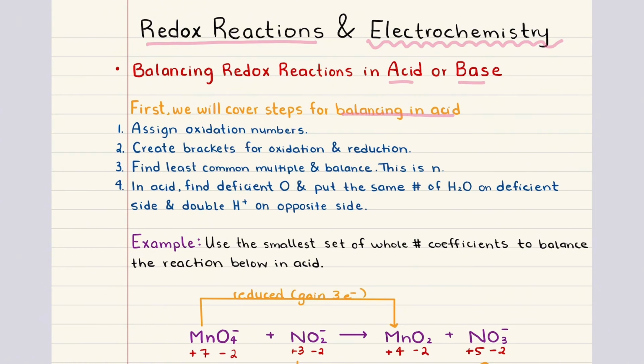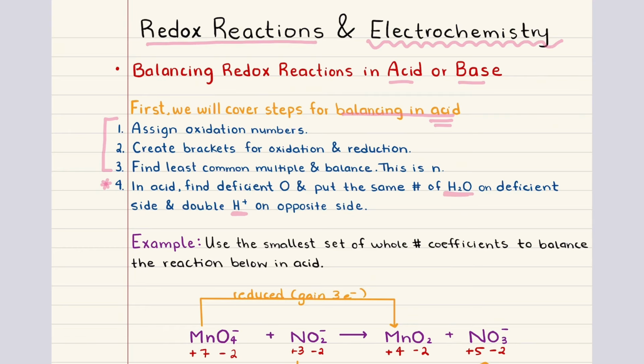When we balance redox reactions in acid, the overall strategy is similar to what we learned for neutral solutions, but there's one key difference. In acid, we're allowed to use water and hydrogen ions to finish the balancing process. That means we balance atoms other than oxygen or hydrogen if we need to. Then we match the electron flow using the least common multiple.